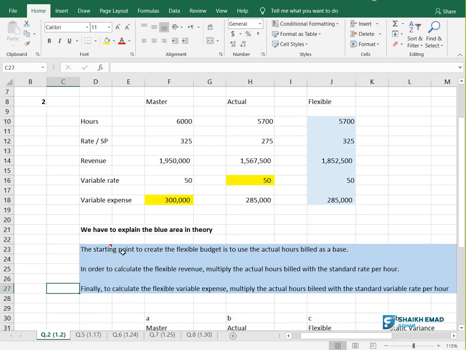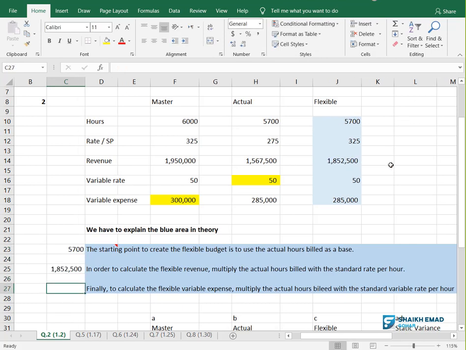Easy, difficult? Very easy. I am telling the examiner how I got this, and how I got this, and how I got this. That's it. Okay, don't write the figures in exam. As I said, only the blue area is required. Please write yes in the chat box if you got question number 2.